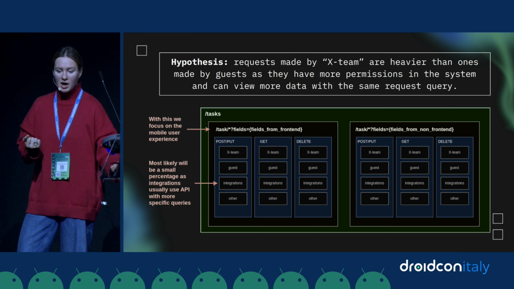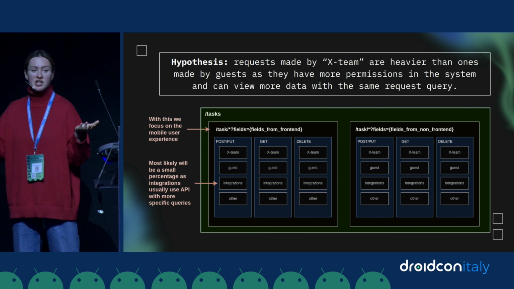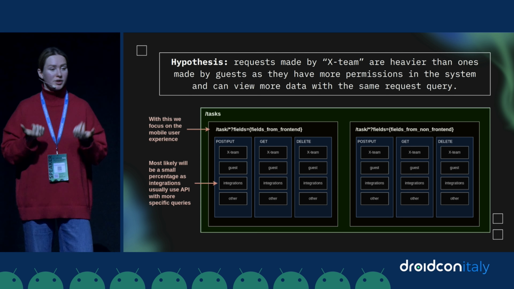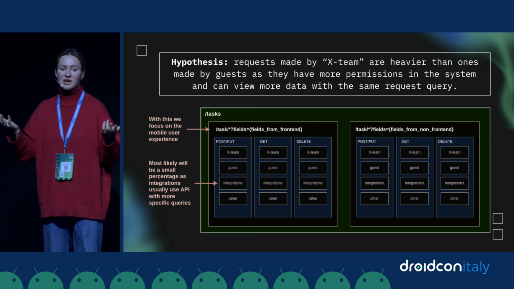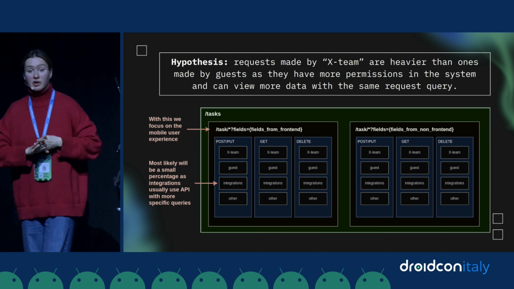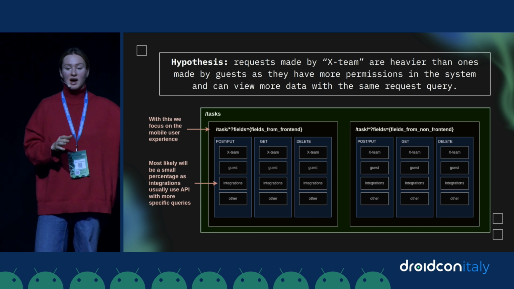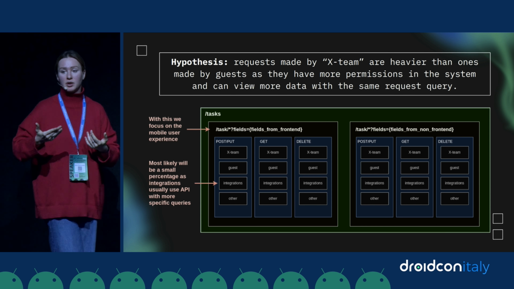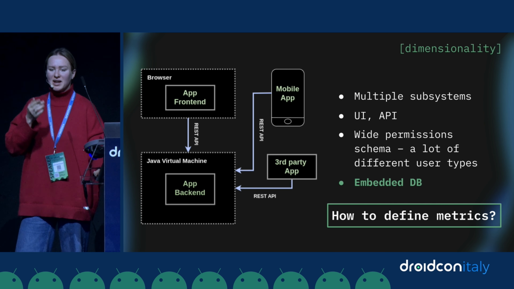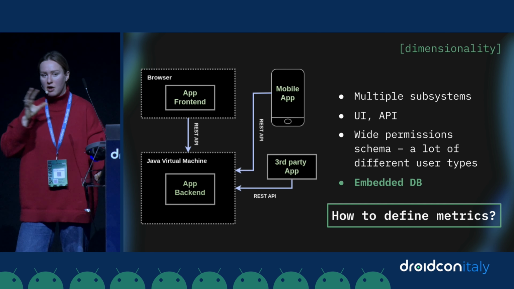We move on further to the hypothesis about the wide permission scheme. And we state the hypothesis as the following. So requests made by a certain team, let's say admins, they are heavier than the ones made by guests, as they have more permissions. So they can view significantly more data in the same request query. Also, I split it by the request type because it's more convenient. And at the end, we receive the following dimensions and metrics per which we are able to track the performance more specifically depending on our needs. So embedded database is not that significant in this case because, well, it should be benchmarked separately. So we can avoid it at this stage.